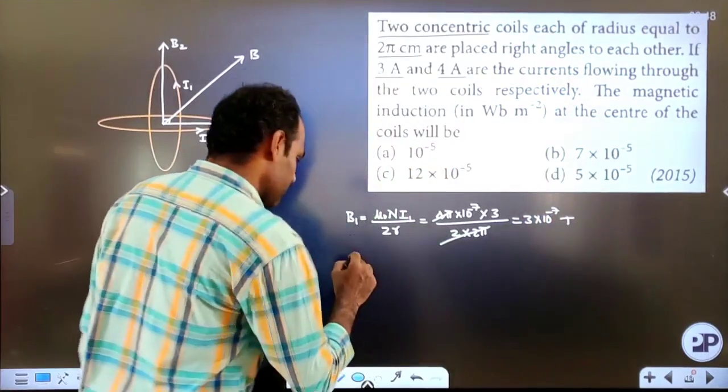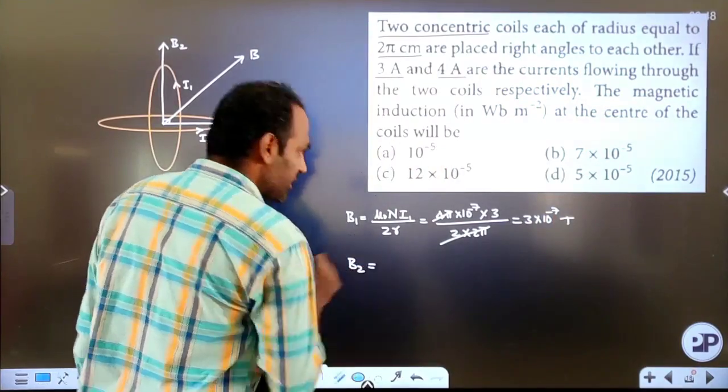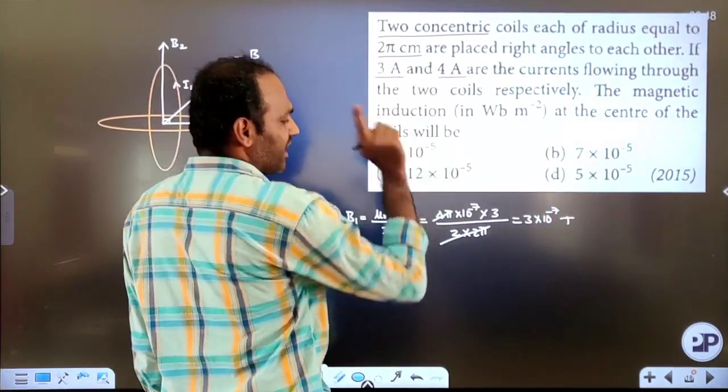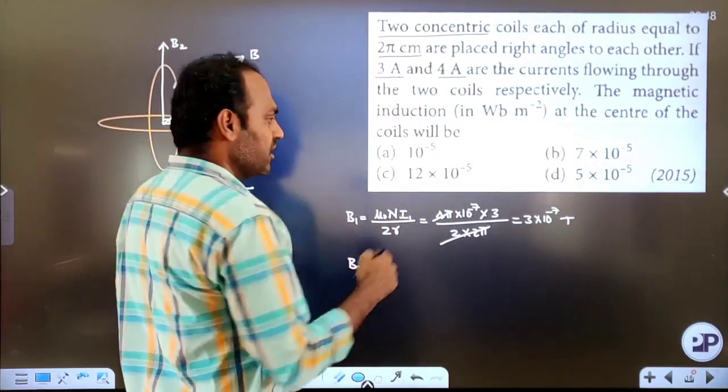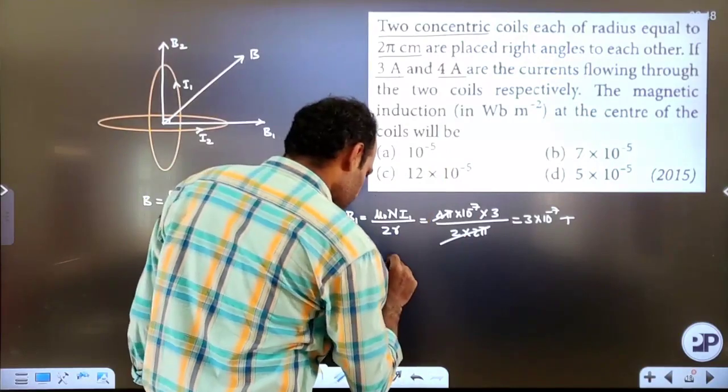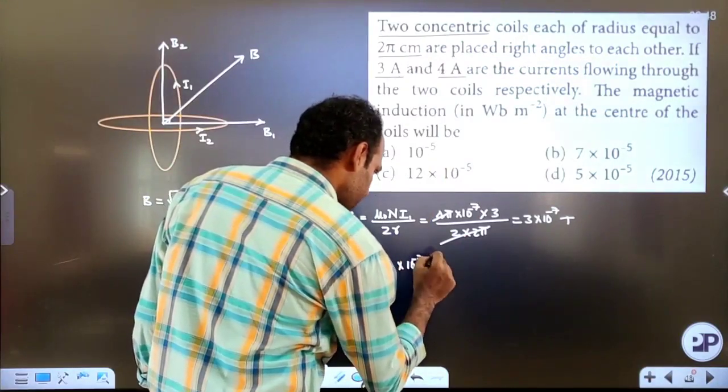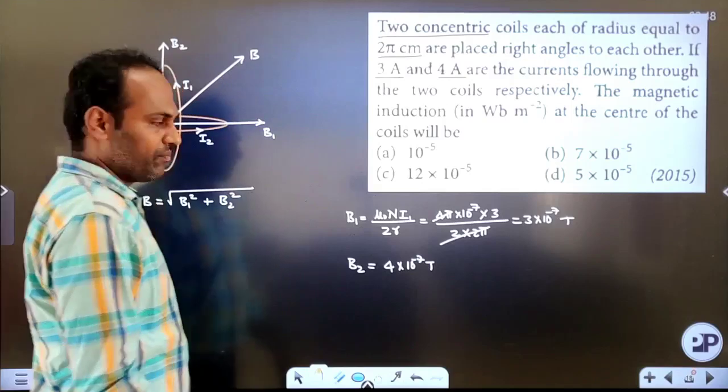ಇದು B1 ನಮಗೆ ಎಷ್ಟು ಬಂತು. Similarly B2 ನಮಗೆ ಎಷ್ಟು ಬರಬೇಕು? B2 ಒಳಗೆ ಕರೆಂಟ್ ಎಷ್ಟು ಅದ? ಕರೆಂಟ್ ಮಾತ್ರ ಚೇಂಜ್ ಆದ್ರೆ ಉಳಿಕಿದೆಲ್ಲ ಸೇಮ್ ಟು ಸೇಮ್ ಅದ, ರೇಡಿಯಸ್ ಸೇಮ್ ಅದ, ಕರೆಂಟ್ ಮಾತ್ರ ಚೇಂಜ್ ಅದ. So current is 4 ampere. So this will be 4 into 10 to the power minus 7 Tesla. ಇಷ್ಟು ನಮಗೆ B2 ಬರ್ತದ್ರಿ. Correct?